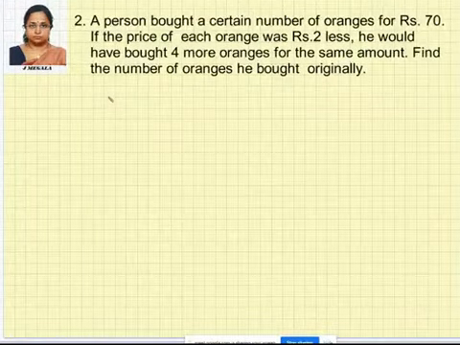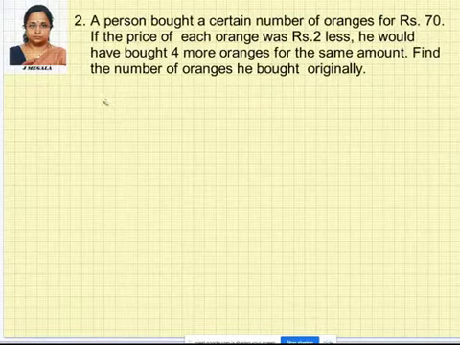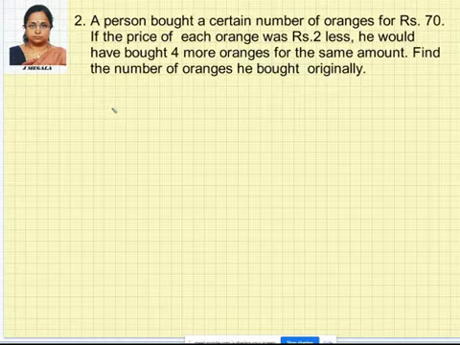So next is a word problem. Let us solve this. Given that a person bought a certain number of oranges for rupees 70, if the price of each orange was rupees 2 less, he would have bought 4 more oranges for the same amount. Find the number of oranges he bought originally.